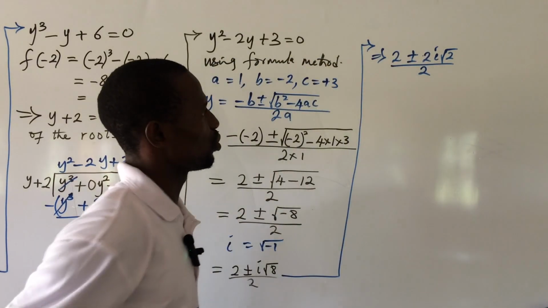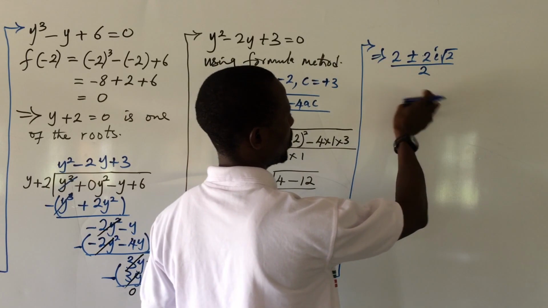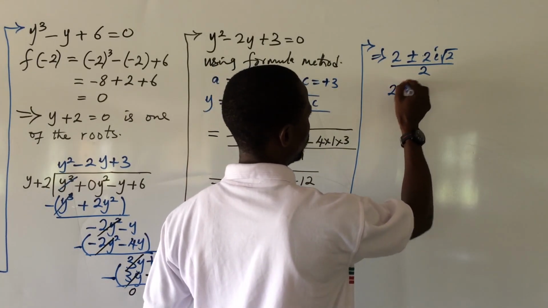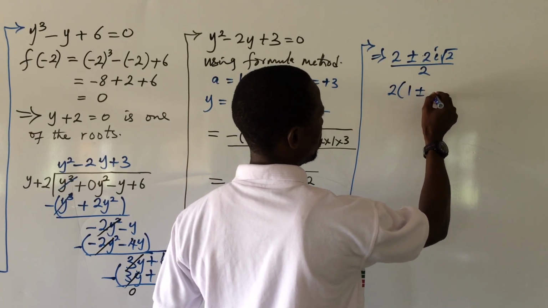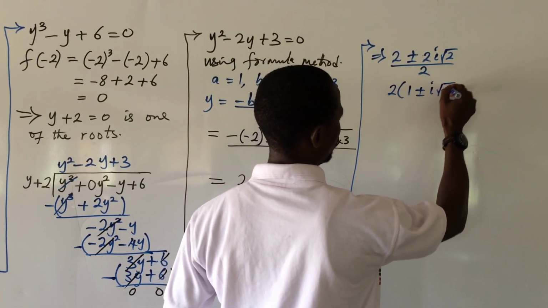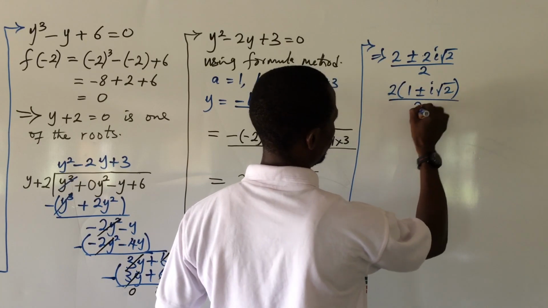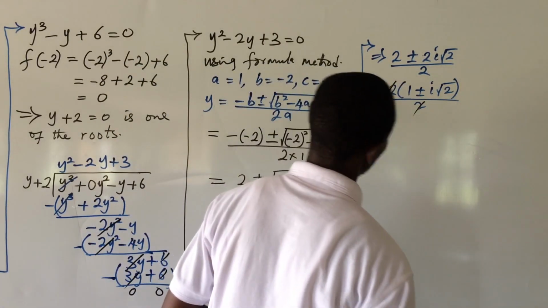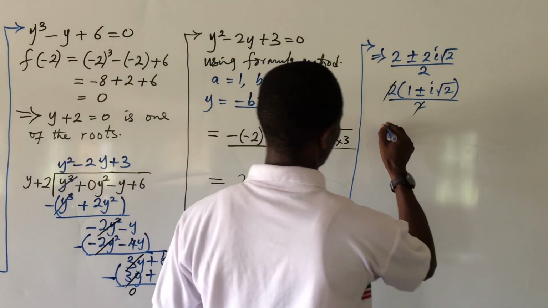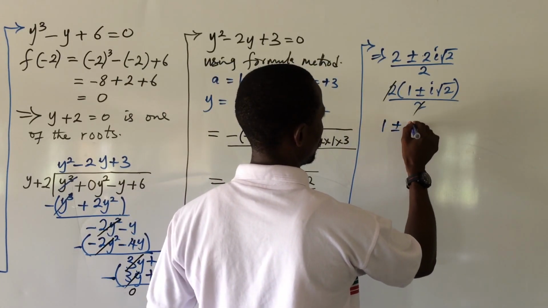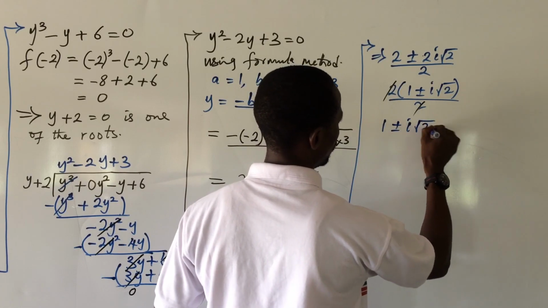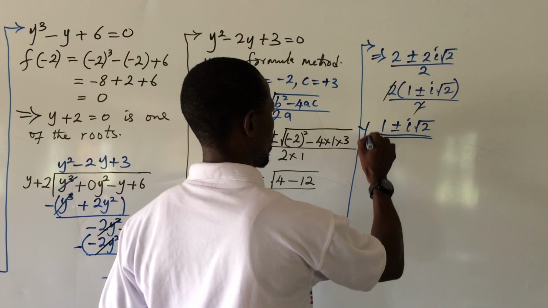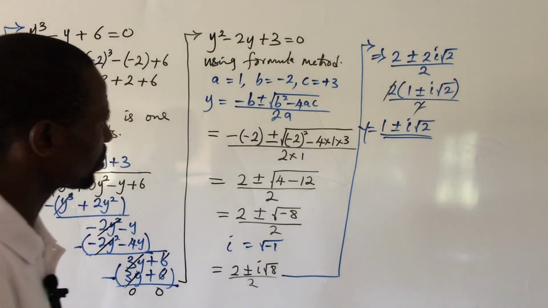So if we factor out 2 here, we're going to have 2 bracket 1 plus minus i root 2 all over 2. The 2 here will take care of the 2 in here. So we are now left with 1 plus minus i root 2. This is the value for your y. So we have y is equal to this.